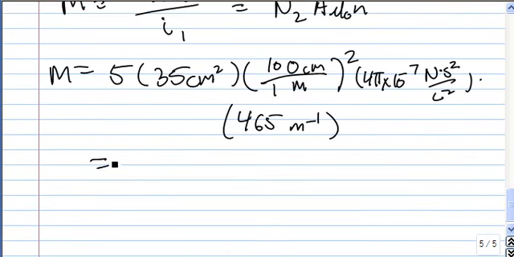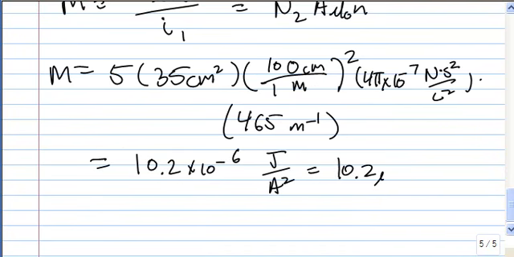Multiply all these things together, and I get 10.2 times 10 to the minus 6. This turns out to be joules per amp squared, or 10.2 microhenries.